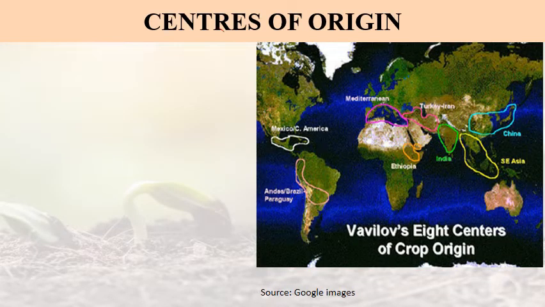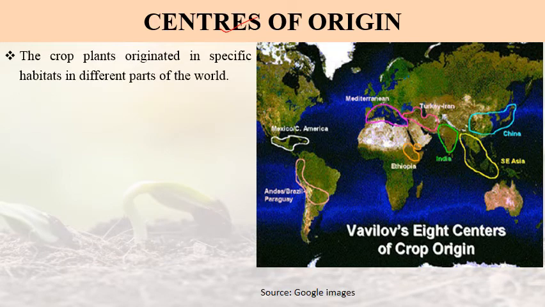Next is the important topic, that is centers of origin. So the crop plants originated in specific habitats in different parts of the world. So particular जो plants हैं वो particular किसी geographical area में originate हुए हैं, और उन geographical regions को कहा जाता है centers of origin.